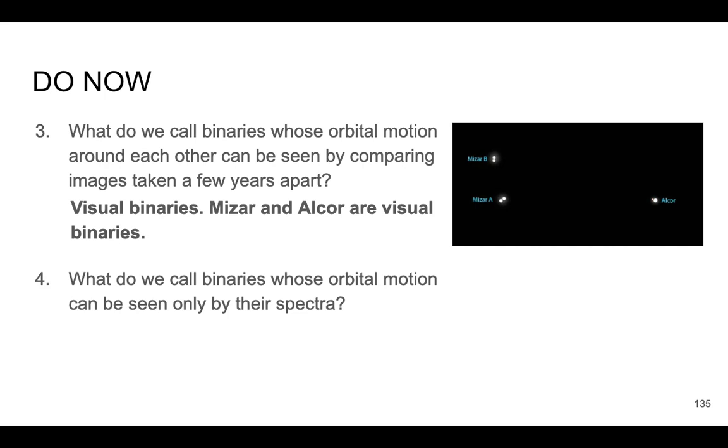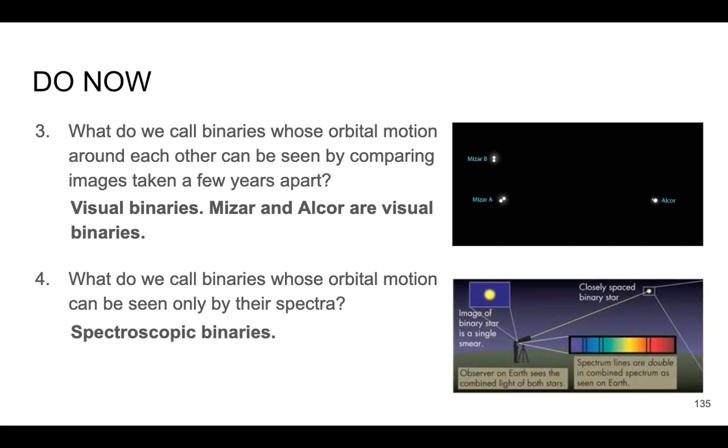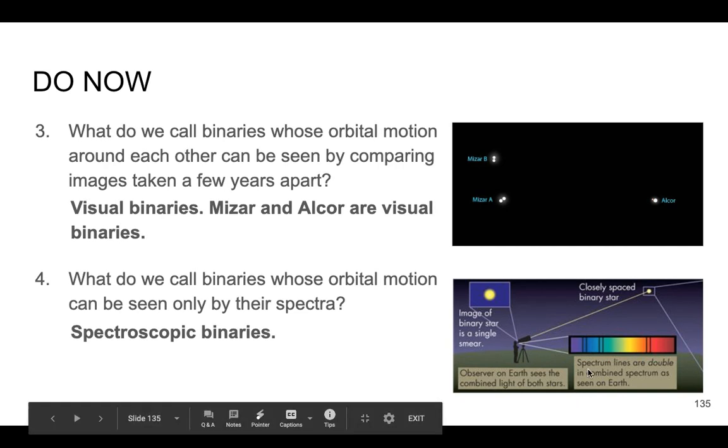So what do we call binaries whose orbital motion can be seen only by their spectra? These are the spectroscopic binaries. You may have binary stars paired so close together that even with our best telescopes, we can't see that they're separate. But as they're going around each other, one of their lights will be blue shifted and one will be red shifted. And if you see those pairs of lines, that tells you you're looking at binary stars.